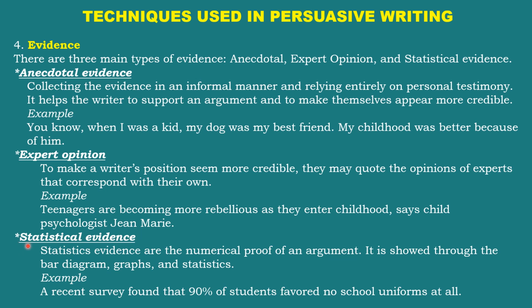The third main type of evidence is statistical evidence. These are numerical proof of an argument. When we say numerical, it involves numbers. So, sa statistical, from the word statistics, meaning magpalabantag mga numero. It is showed through the bar diagram, graphs, and statistics. Example, a recent survey found that 90% of students favored no school uniforms at all.